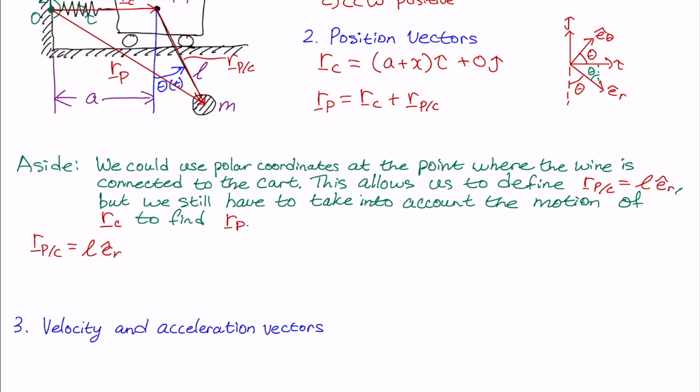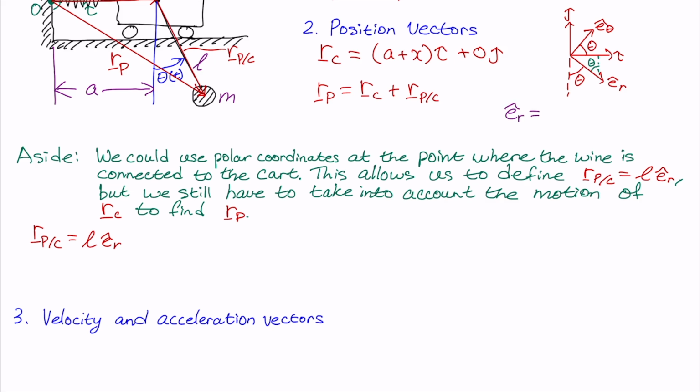So e hat r is going to be equal to sine theta, we're going to do this in purple to distinguish from the side here. So e hat r is going to be equal to sine theta i. And then for the other term, it's going to be minus cosine theta in the j direction, because it's pointing in the negative j direction.